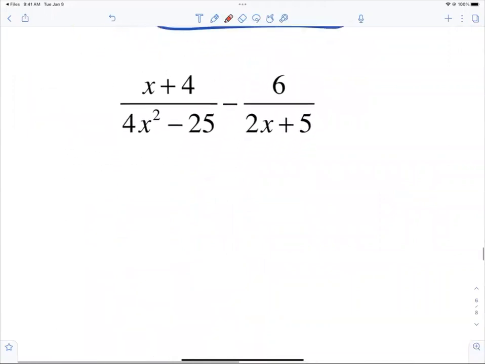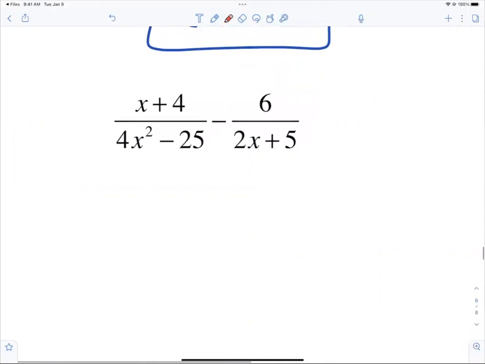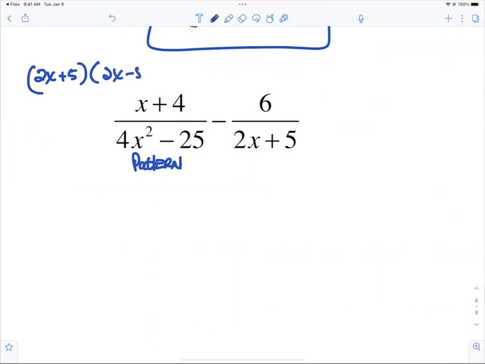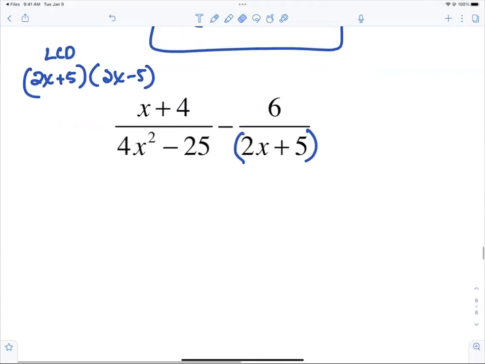All right, starting to get a little bit more complicated, a little bit more clutter. Looking at this first denominator, this is your pattern. Trying to keep this simple so that you can get the idea of the process. This is 2x plus 5 times 2x minus 5. This is going to be my LCD. I already have the factor of 2x plus 5 in the second ratio, so the only missing factor would be 2x minus 5. And I just want you to see how as these get a little bit more complicated, your ability to factor quickly becomes really important.